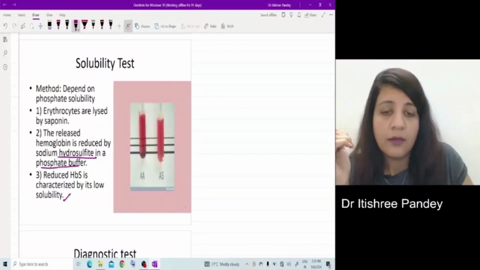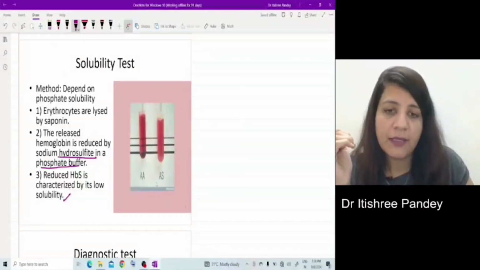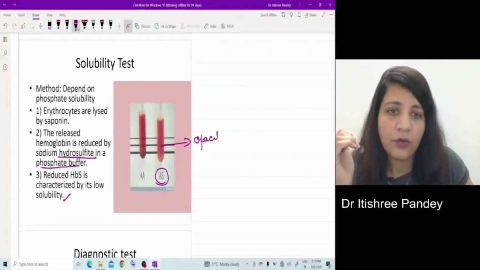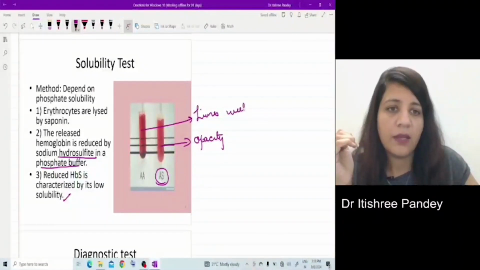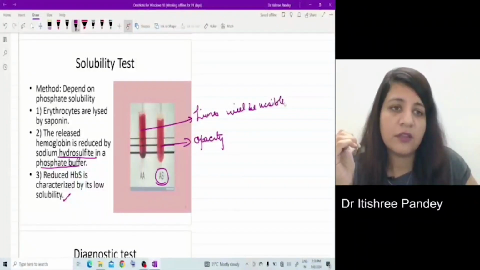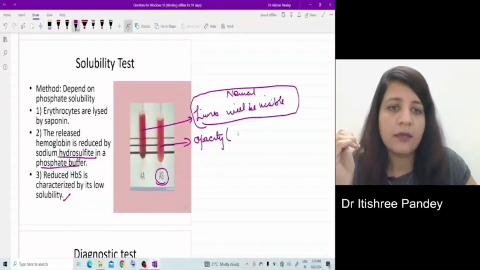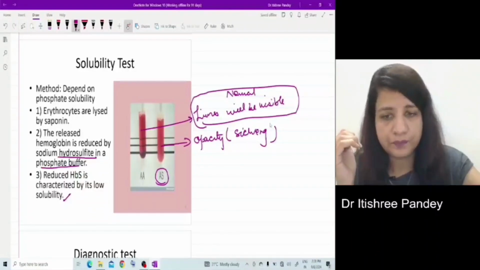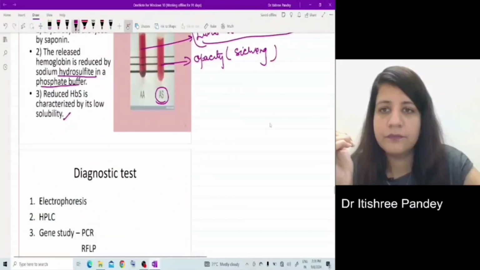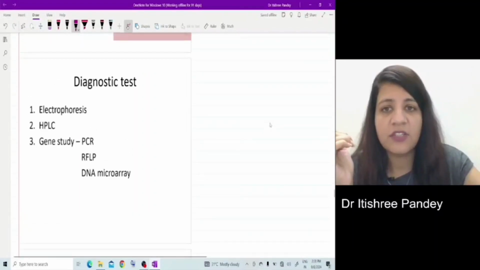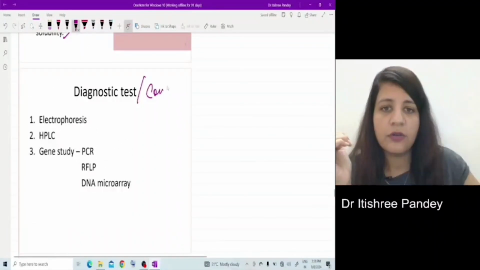It means a patient having HbS will show less solubility. So when put on straight lines, they will have opacity, whereas with normal RBC, the lines will be visible. This is the principle of the solubility test. This is normal, and in sickling the lines will not be seen, meaning due to lysed RBC it has become opaque. Now coming to the diagnostic test or the confirmatory test for sickle cell anemia.